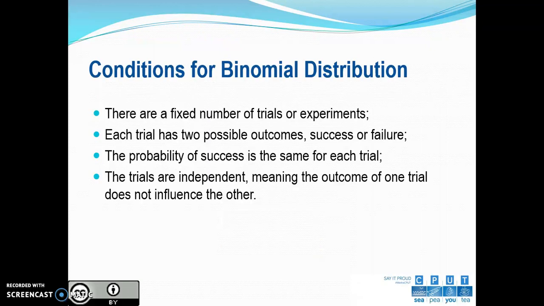When one is dealing with binomial distribution, it needs to satisfy the following conditions. There is a fixed number of trials or experiments. Each trial has two possible outcomes, either success or failure. The probability of success is the same for each trial. The trials are independent, meaning the outcome of one trial does not affect the other.